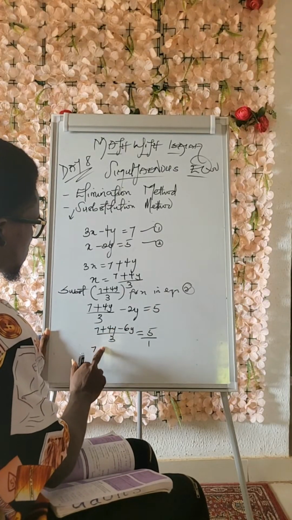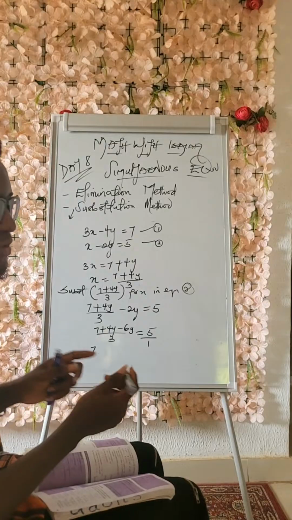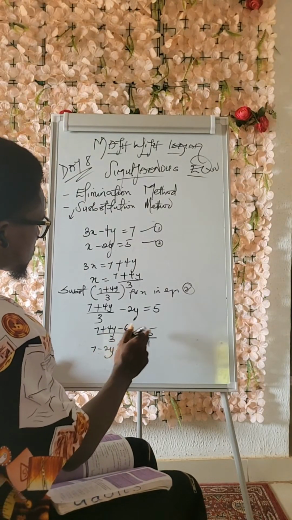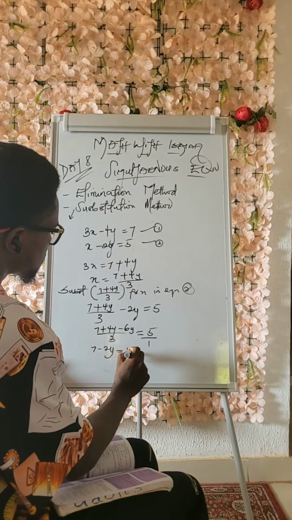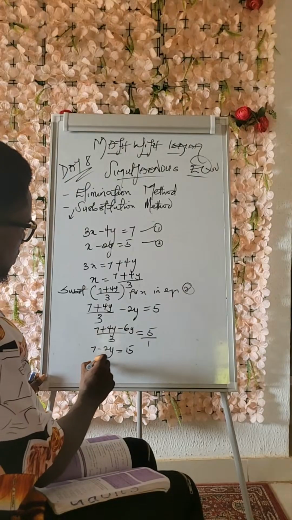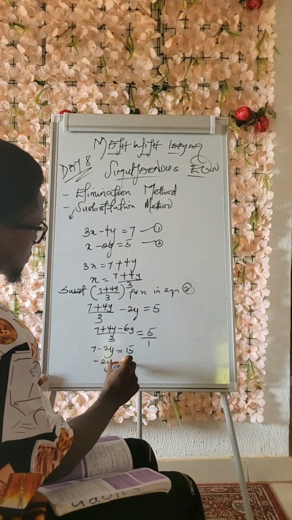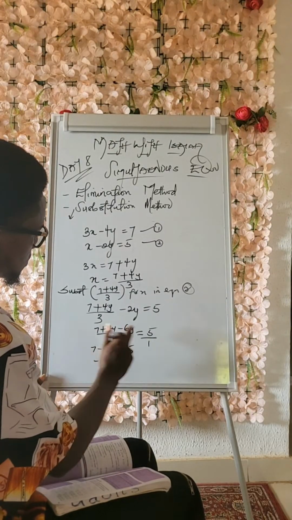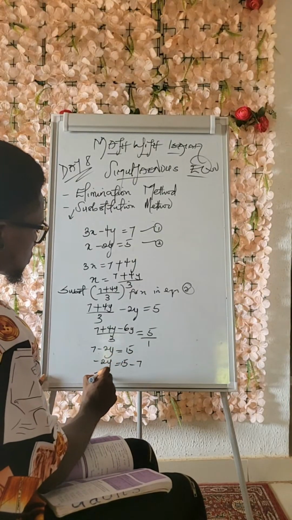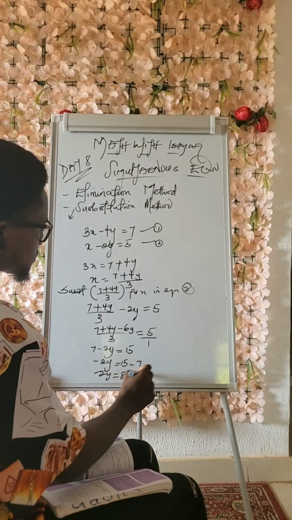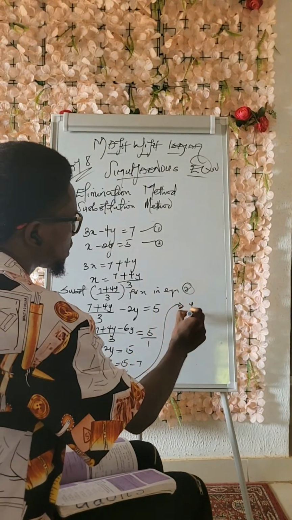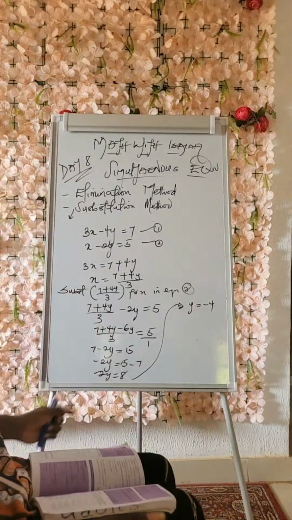Okay, let's add this together. 4y minus 6y, that's minus 2y. 7 minus 2y equals this times this. That's 15. Right? So now minus 2y, take this one outside. Minus 2y equals 15 minus 7. When plus comes here, it becomes minus. So minus 2y equals 8. Divide both sides by minus 2, y is minus 4. It's as simple as that.